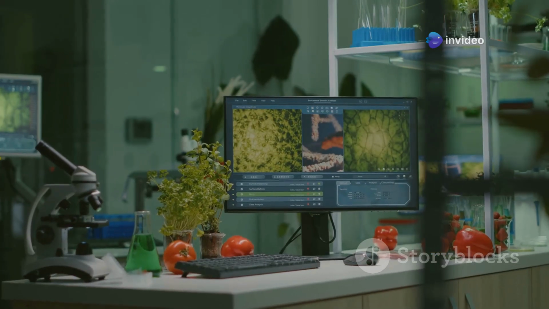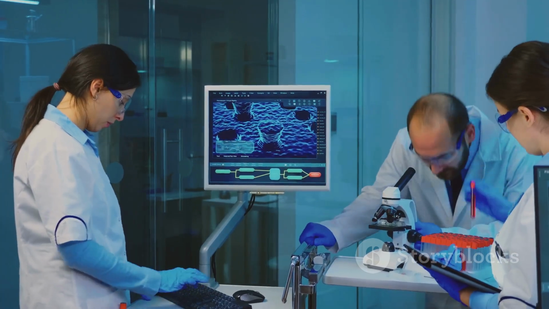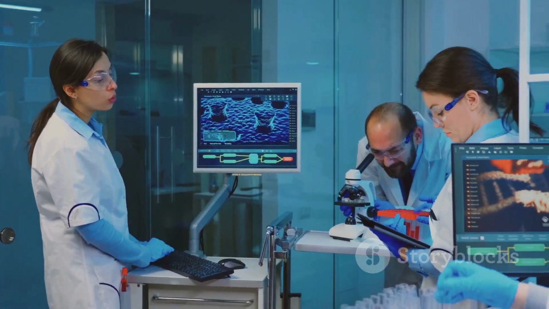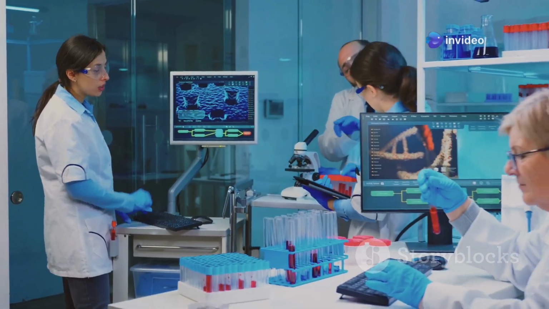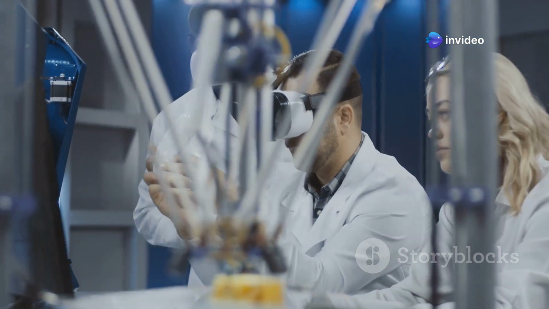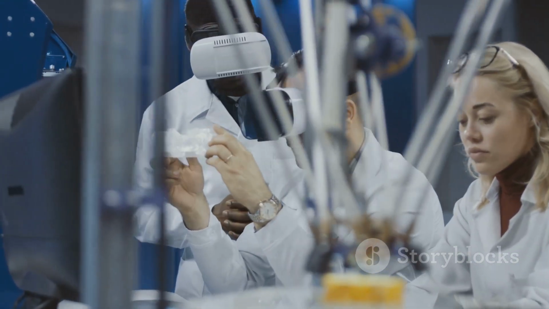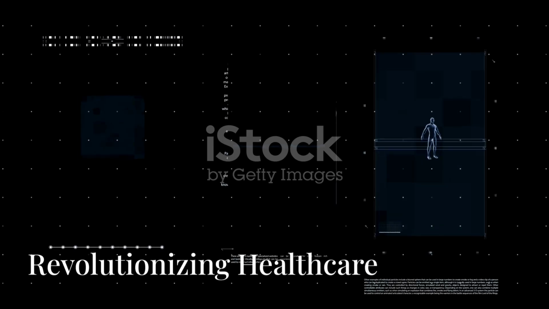Of course, to build an accurate virtual cell you need data, lots of it. Scientists feed these models with massive amounts of biological data, from gene sequences to protein structures to metabolic pathways. The goal is to create a virtual cell that behaves as much like a real cell as possible, a digital twin that can help us unravel the mysteries of life itself.